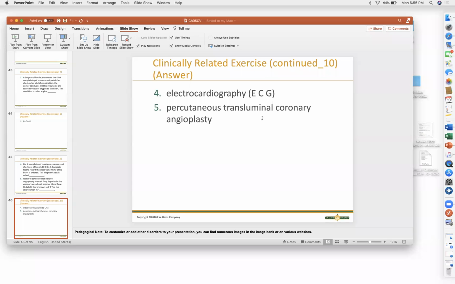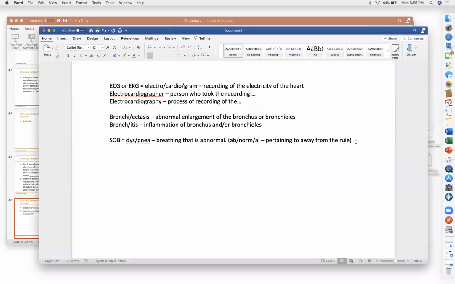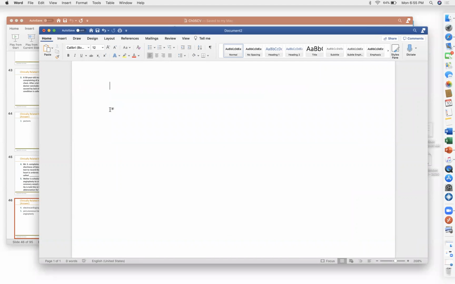And then we're going to look at percutaneous transluminal. And you can see how you can have a 25-cent word, and all you have to do is break it down, right? So let's look at angioplasty. Plasty, from our notes, means surgical repair. Angio means blood vessel.